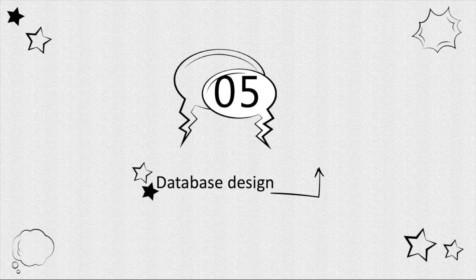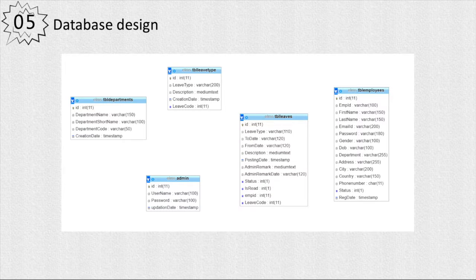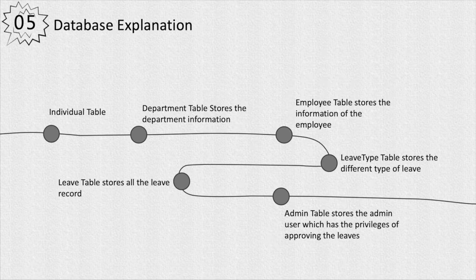The database design is split into a total of 5 tables: the departments, the leave type, the admin, the leave, and the employee. The department table has all the department information. The employee table stores the information of the employees. The leave table stores the records of leave, and the leave type table stores the different types of leave. The admin table stores the admin users who have the privilege of approving leave.